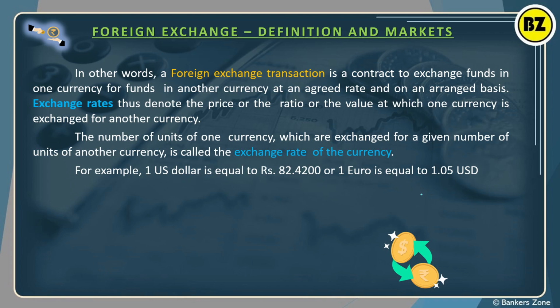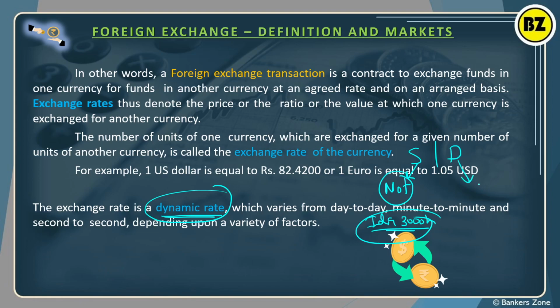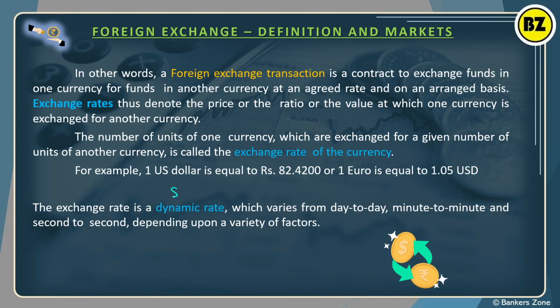Now further see, the exchange rate is a dynamic rate. What do we mean by dynamic? There are two types, static and dynamic. Static means which does not change. For example, the length of India, suppose it is 3000 kilometers. This is static, it will not change. What is dynamic? Suppose the time now is 5 a.m. What is the time after 2 hours? It is 7 a.m. That means this is dynamic. Very simple. So static means constant and dynamic means continuously changing.